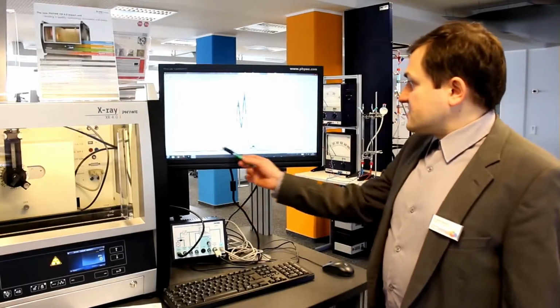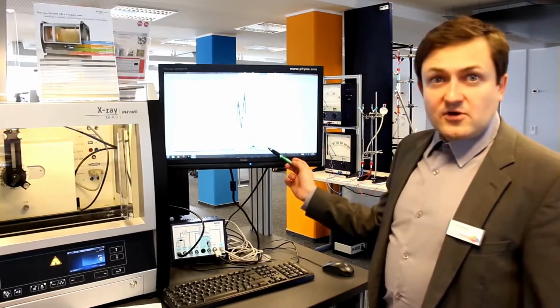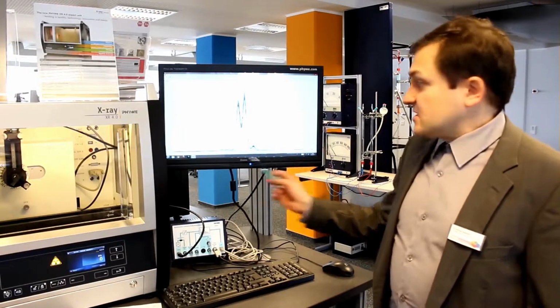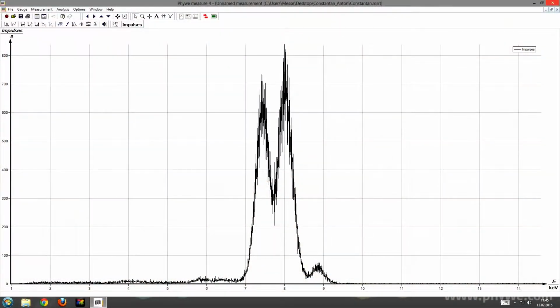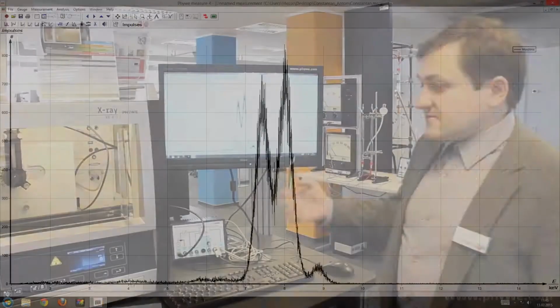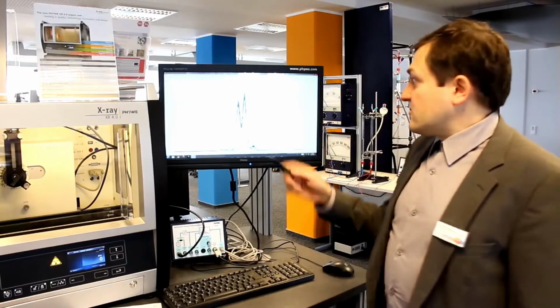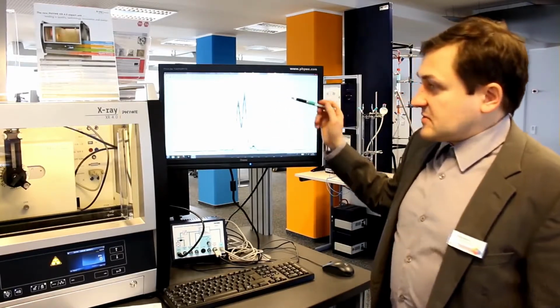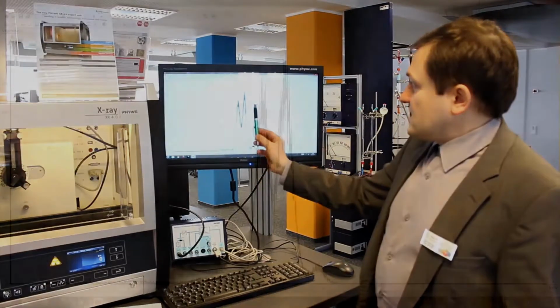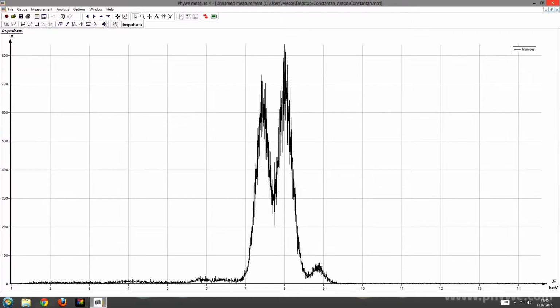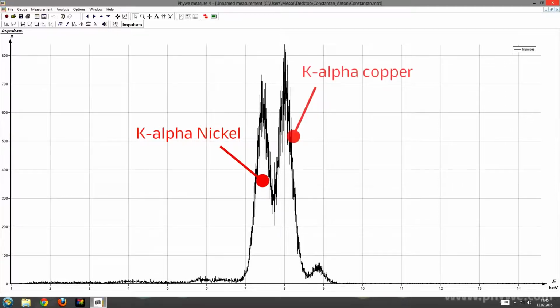After 10 minutes, we have obtained the following spectrum of the fluorescence of constantan. On the x-axis you see the energy in kiloelectron volts, and here you see the amount of photons with a certain energy. The first step is a qualitative understanding of the spectrum. With a little bit of experience you can see that it consists of two lines of copper and nickel. This is K alpha of nickel, and this is K alpha of copper. This is K beta of copper.